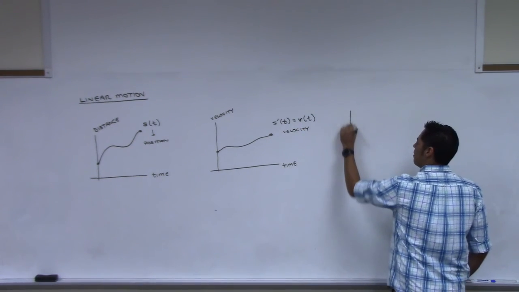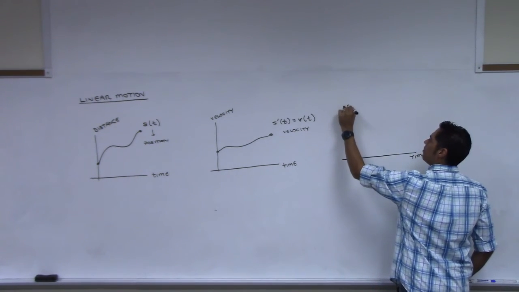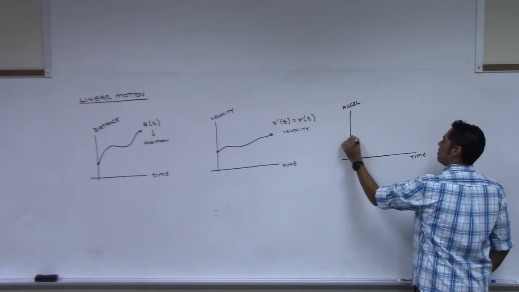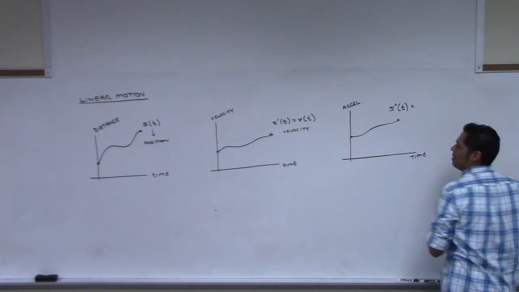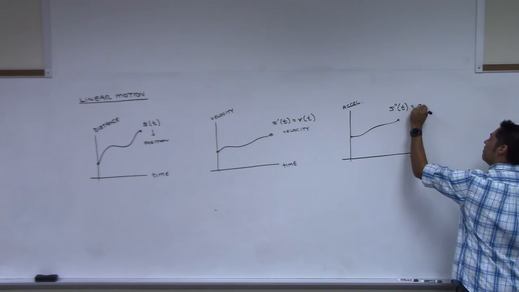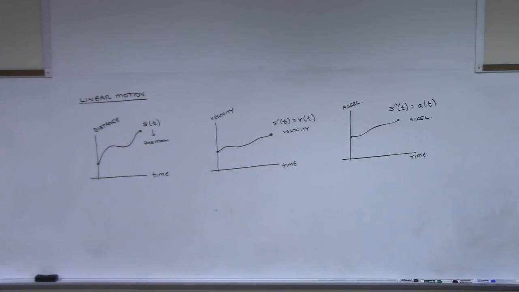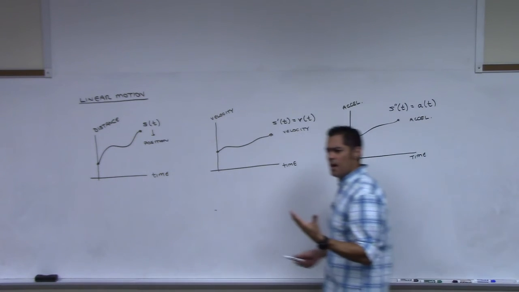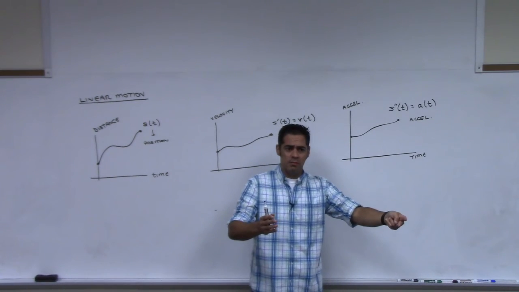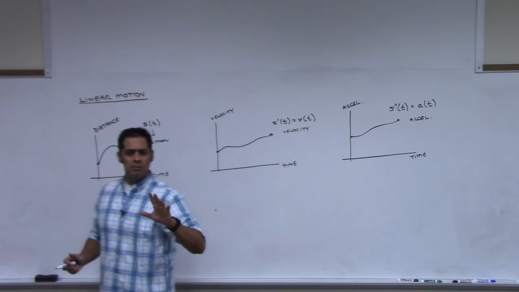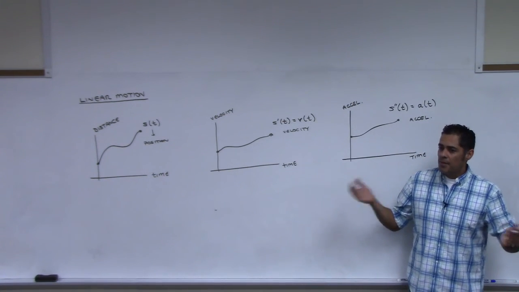And then what happens if I take the derivative of the velocity function? We get acceleration. I'm just going to put accel. And this graph, whatever it looks like, would be the second derivative of the position function, and that would be a of t. This is your acceleration function. All right, did you all see that in Cal 1? Position, first derivative gives you velocity, second derivative gives you acceleration. Anyone not see that in Cal 1?